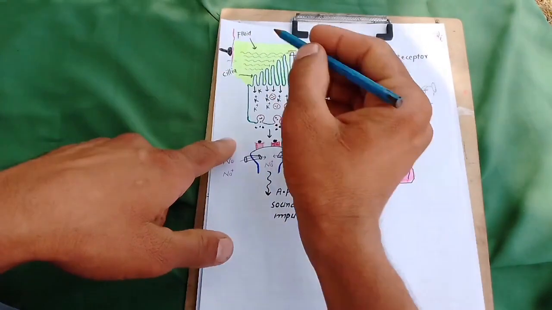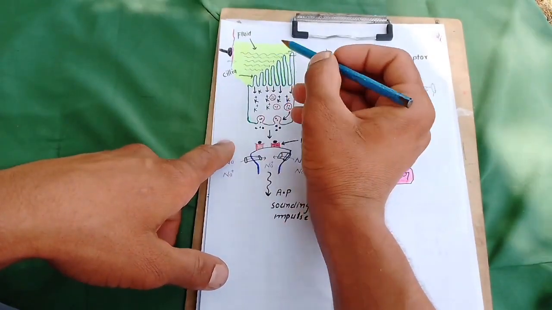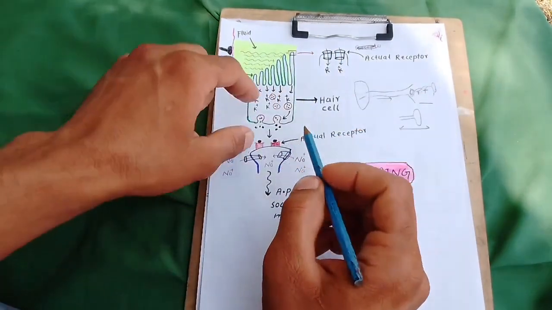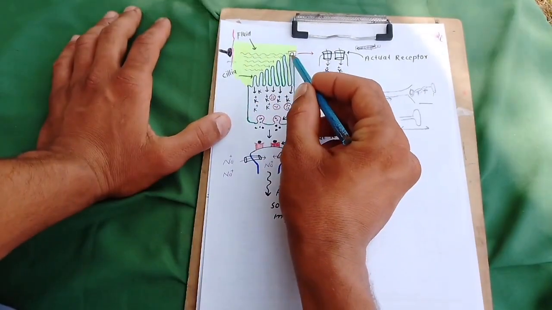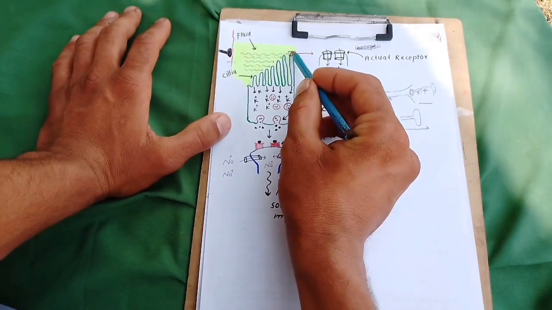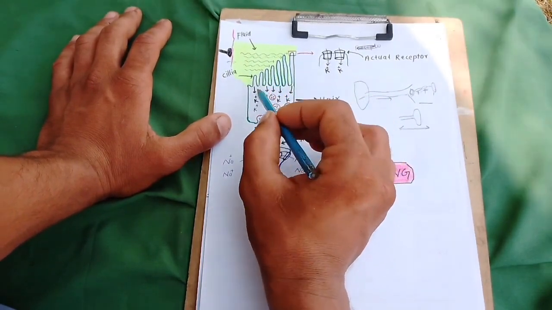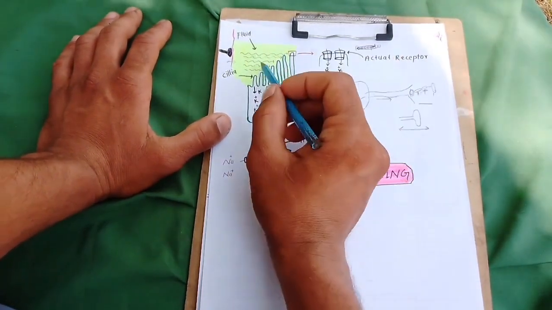Inside the cochlea, there is a fluid called endolymph. Okay, this is the endolymph. When vibration comes to this area, this is the hair cell. The hair cell consists of cilia. This is one cilium. The large cilium is called the kinocilium. These are the cilia. So the hair cell consists of cilia.